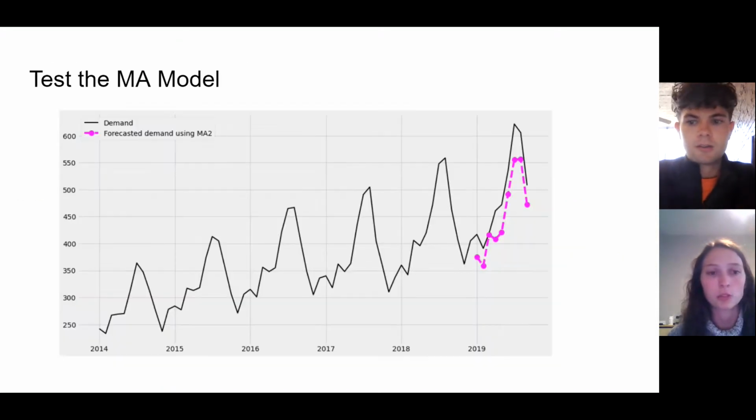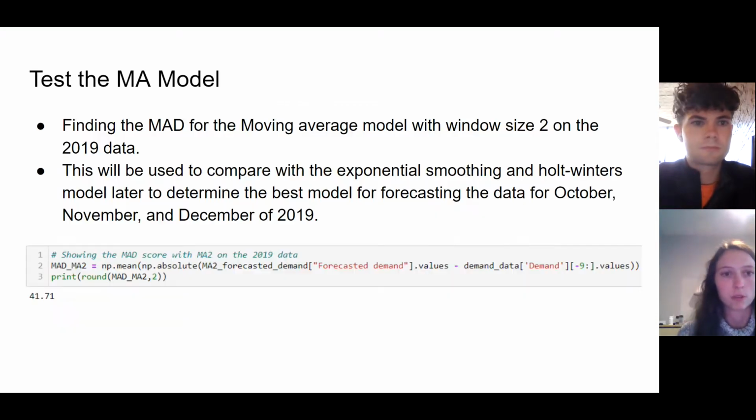So this graph shows our demand along with our forecast using the moving average of 2. And as you can tell, it seems to fit the data very well in comparison with the other models. And so we determined that this was the best model to use for moving average.